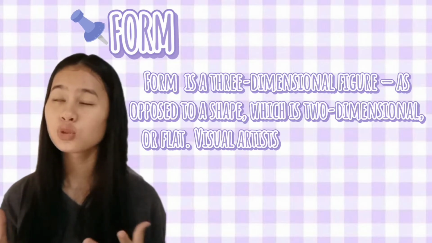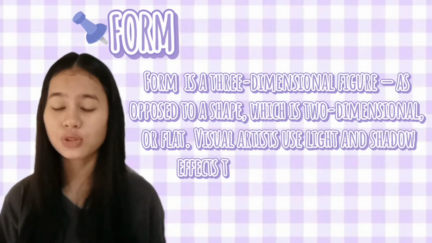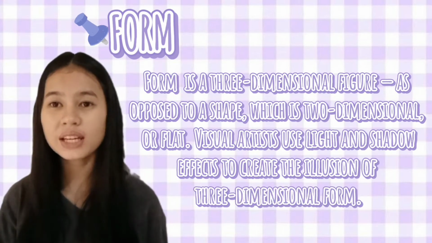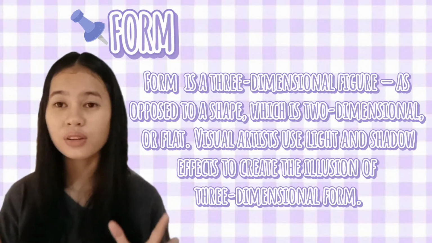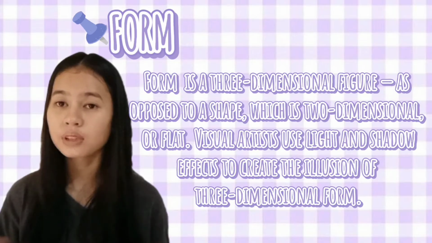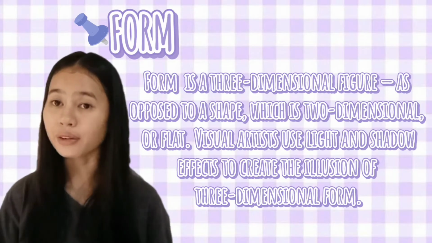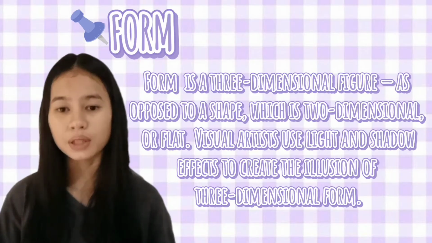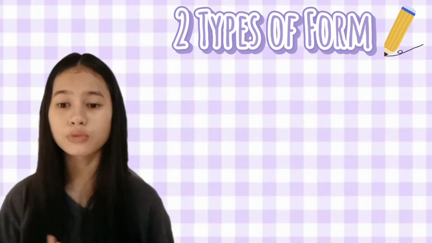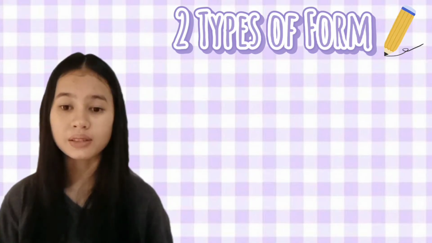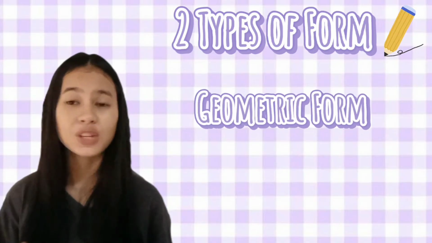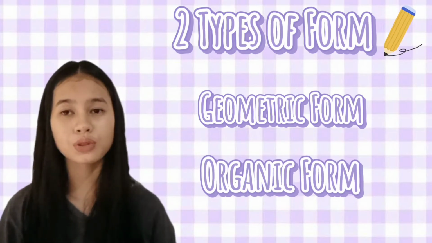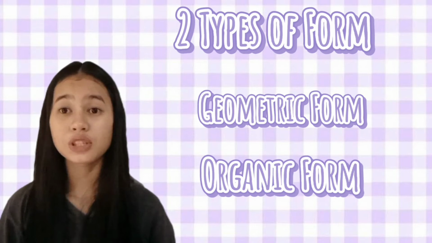Visual artists usually use light and shadow effects to create the illusion of three-dimensional form. So three-dimensional form can be modeled, or what we call the added form. It can also be carved, or what we call the subtracted form, and it can also be constructed, or the built form. So there are two types of form as an element of visual arts, wherein form can be geometric and form can be organic.